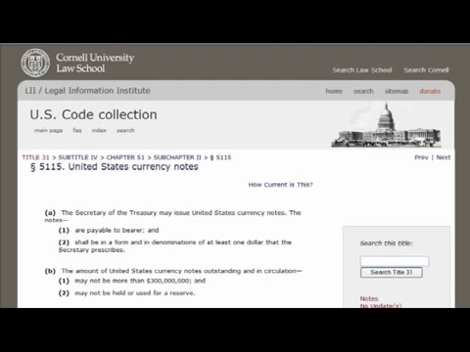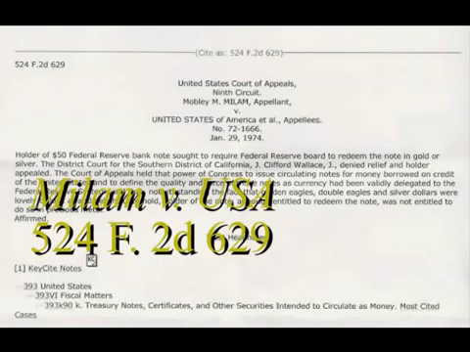The amount of United States currency notes outstanding and in circulation may not be more than $300 million and may not be held or used for a reserve. What this means is the amount of United States currency notes outstanding and in circulation is fixed. The amount of United States notes in circulation cannot be expanded upon through fractional lending. This is the difference between elastic currency and inelastic currency.